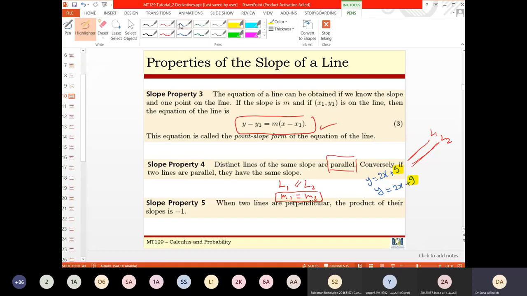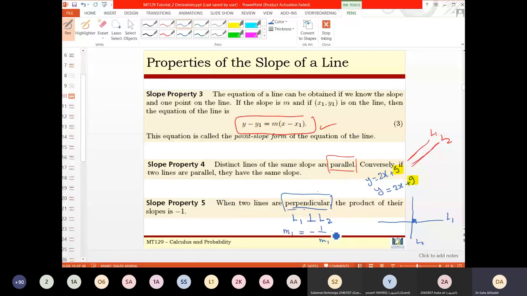So the second property is saying that two lines are perpendicular. What does perpendicular mean? I write it like this: line 1 is perpendicular to line 2. That's correct. So if this is your line 1, this will be your line 2. They are perpendicular. There is a 90 degree angle between them. Two lines are perpendicular when M1 is the slope of the first one, and the slope of the second one is -1 over M1.